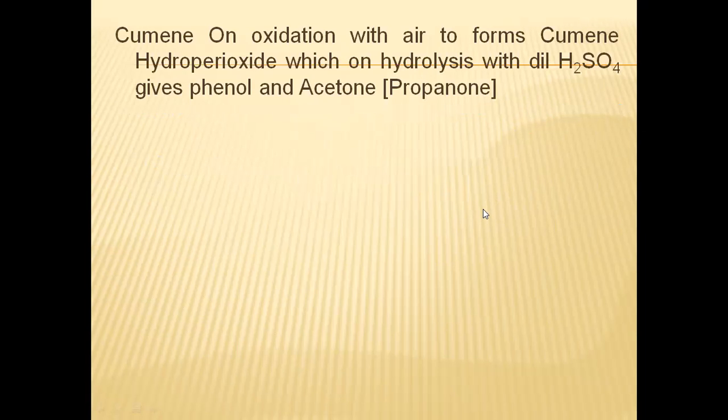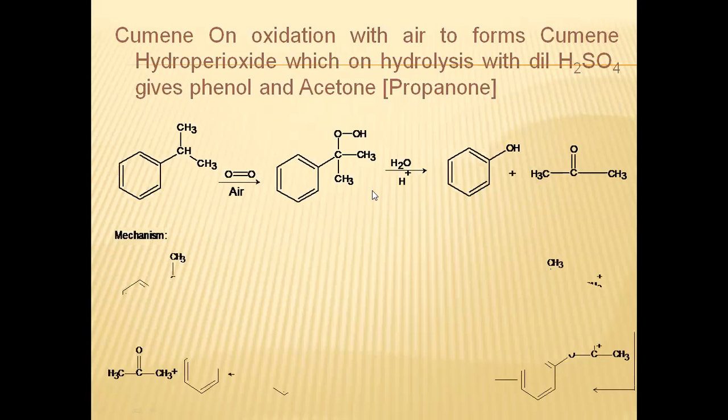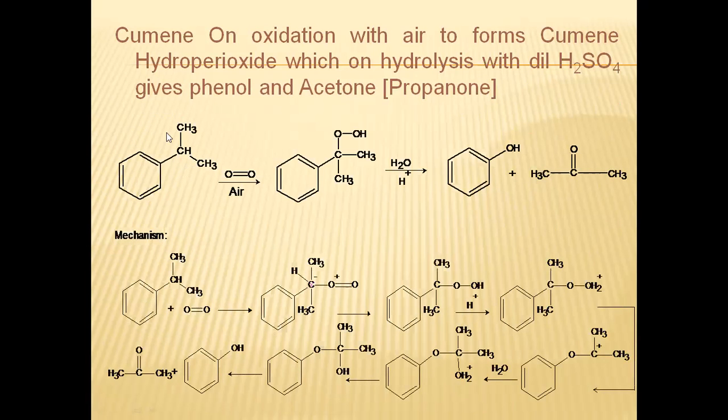This isopropyl benzene, that means cumene, on oxidation with air forms cumene hydroperoxide. Cumene hydroperoxide, on hydrolysis with dilute sulfuric acid, gives phenol and acetone, that is propanone. When you see this reaction, this is isopropyl benzene, which is reacted with oxygen to form cumene hydroperoxide. Cumene hydroperoxide on hydrolysis forms phenol and acetone.